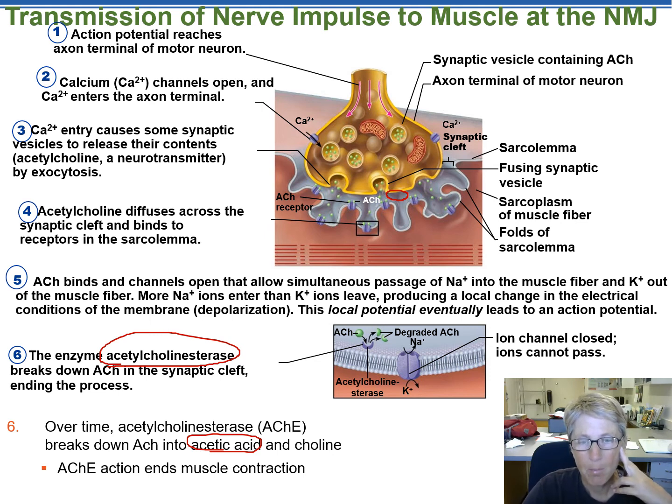Okay, so a couple other notes here. When acetylcholine binds to the ligand-gated sodium channel and sodium rushes in, making the inside of the cell more positive, that when you use a ligand-gated channel to change the membrane potential, that's called a local potential. When you use voltage-gated sodium and potassium channels out here, outside of the neuromuscular junction, that's called an action potential.